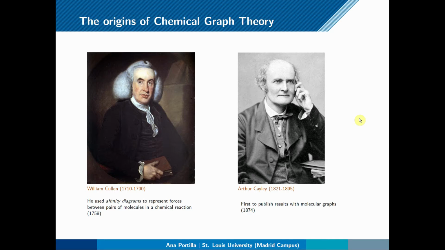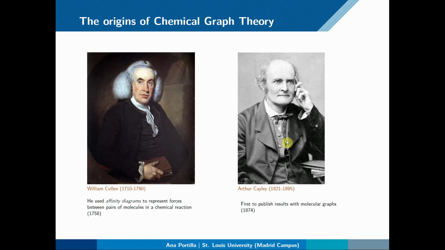Chemical graph theory is a branch of mathematics that started in the 18th century, and here we have possibly two of the fathers of the theory. On the one hand, William Cullen was a Scottish chemist who, since the mid-18th century, used what he called affinity diagrams in his lectures in order to represent forces supposedly existing between pairs of molecules in a chemical reaction.